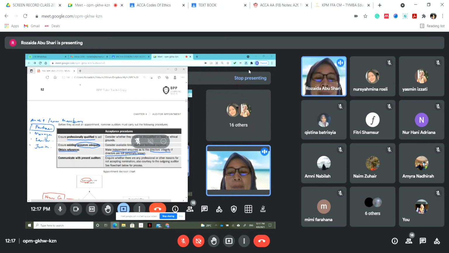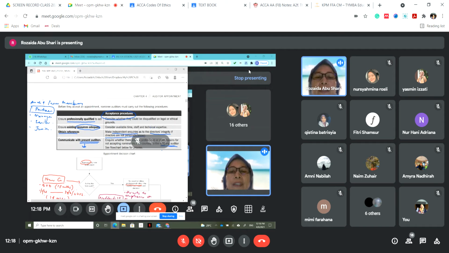And you have to communicate with the present auditor. This is what I said just now: communicate with the present auditor. You must comply with the ethical requirement. Inquire whether there are any professional or other reasons for not accepting the nomination. Also, courtesy to the outgoing auditor. Current auditor, existing auditor, or outgoing auditor is the same term. And you must have proper compliance with the regulation on communicating with the present auditor. So this is the acceptance procedure. Any question on the acceptance procedure?